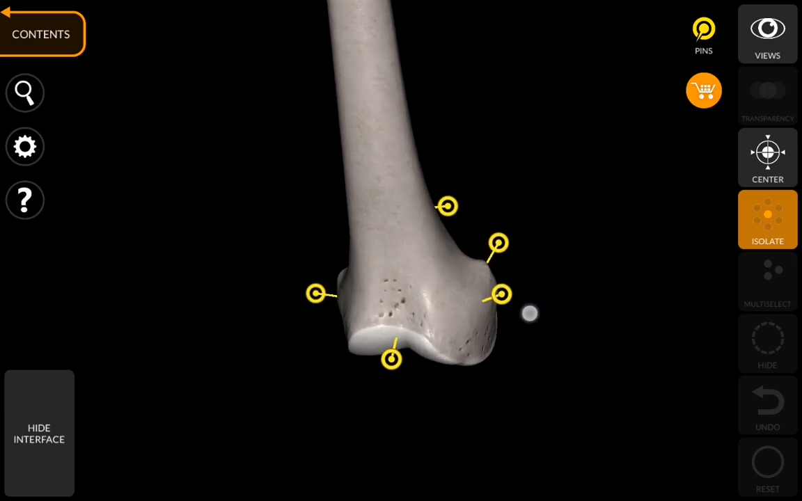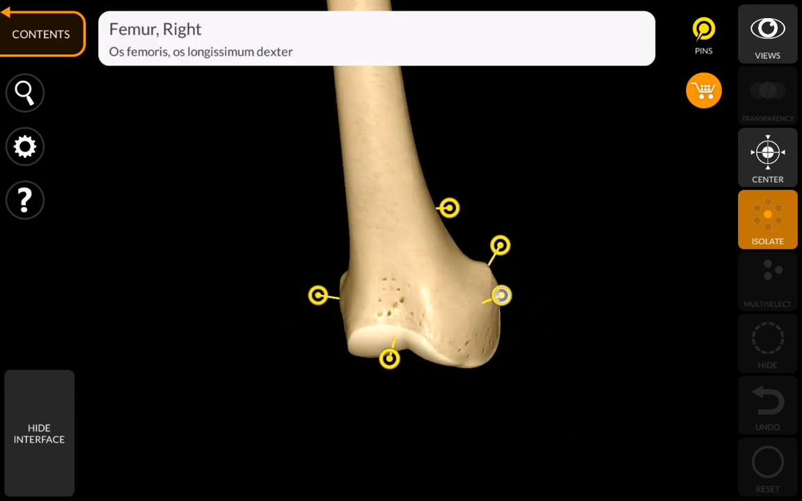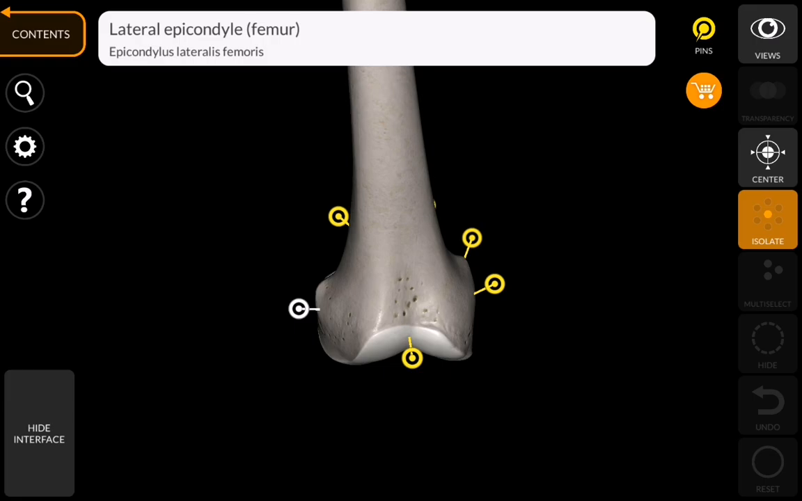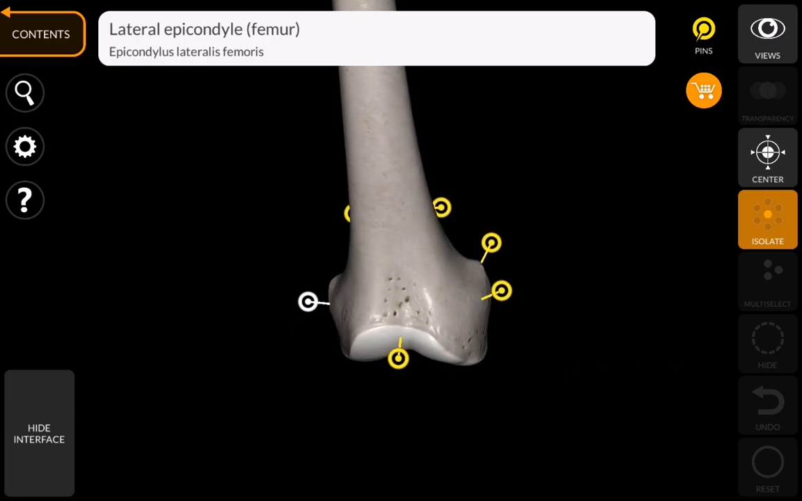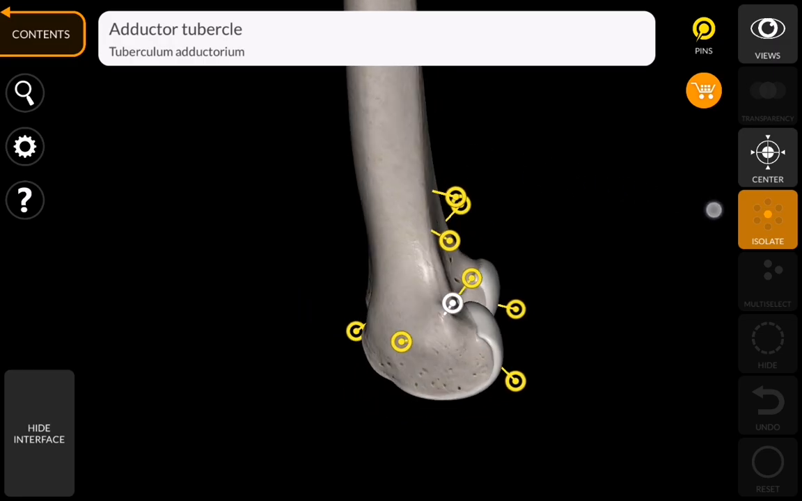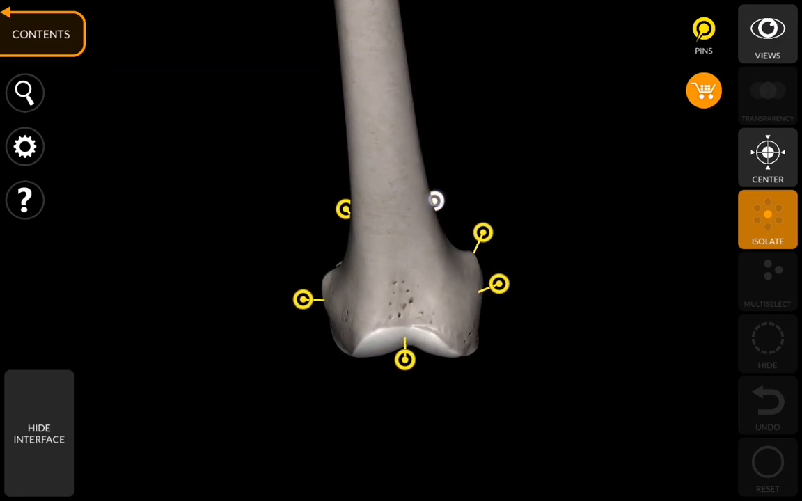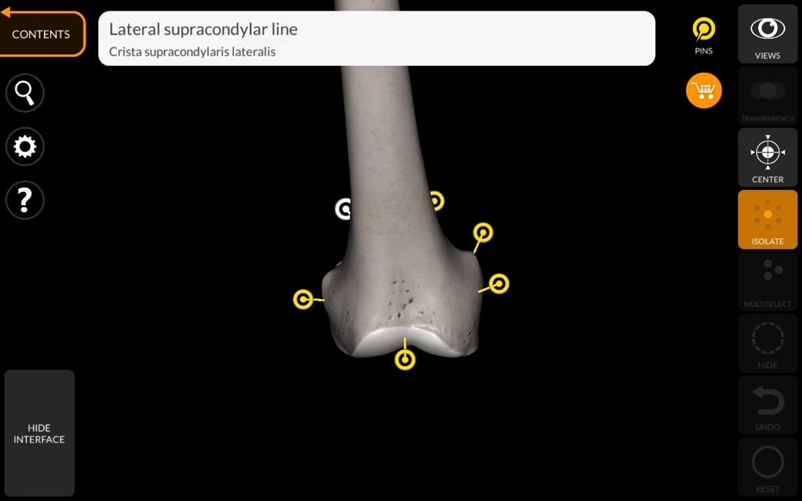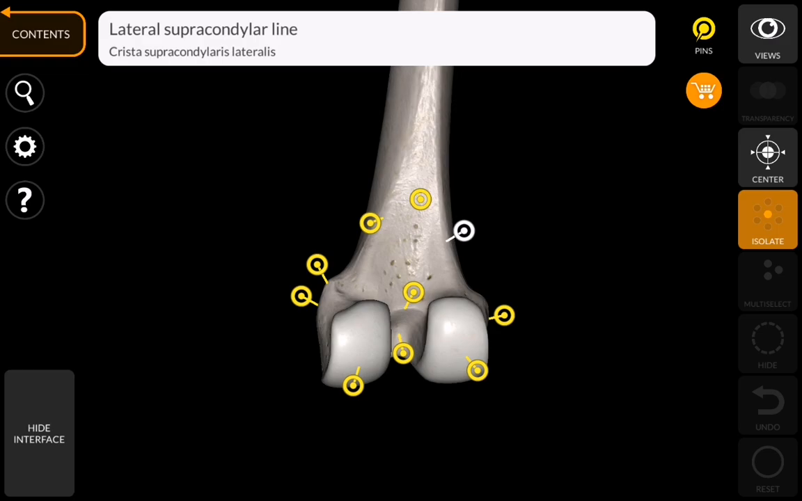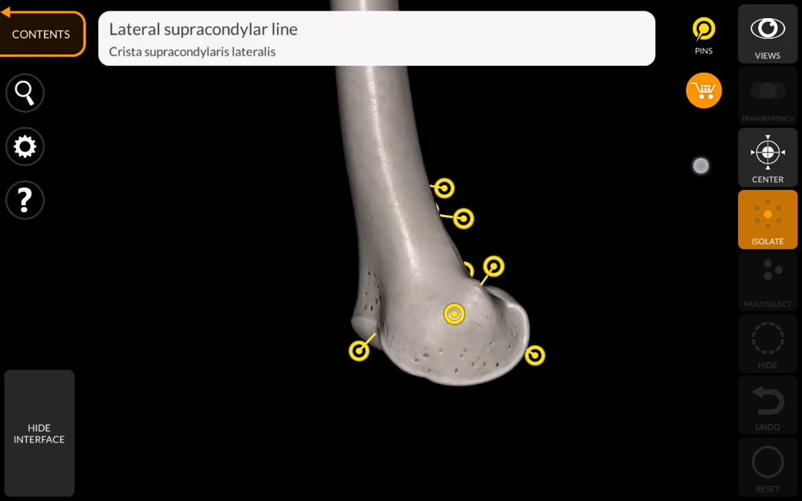Down here that I'm pointing at is called the medial epicondyle. If there's a medial side, there will be a lateral side. Here is called the adductor tubercle, the white one. The two lines at the back you see here are called the medial and lateral supracondylar lines, because they are lines at the back that run along the back of the femur.